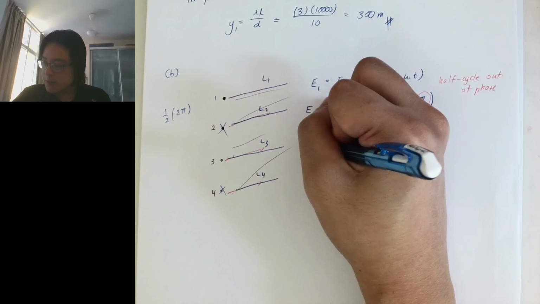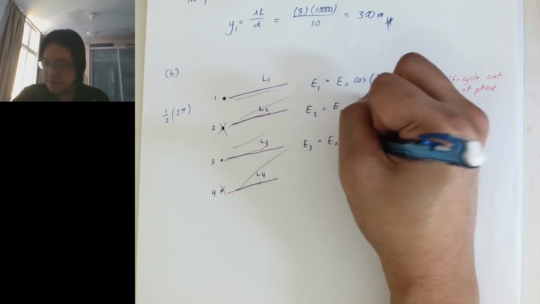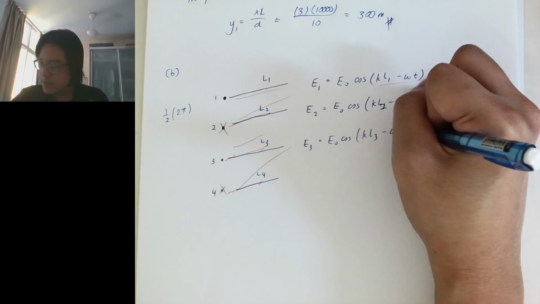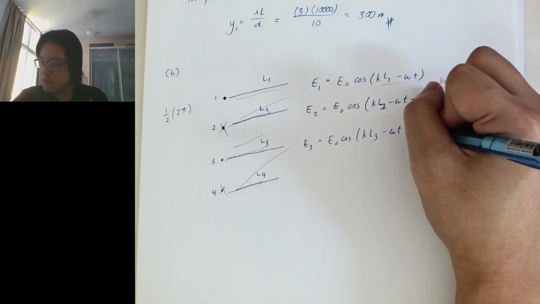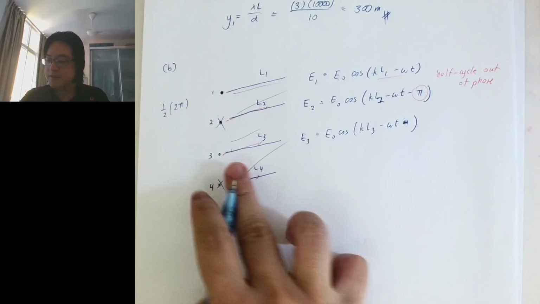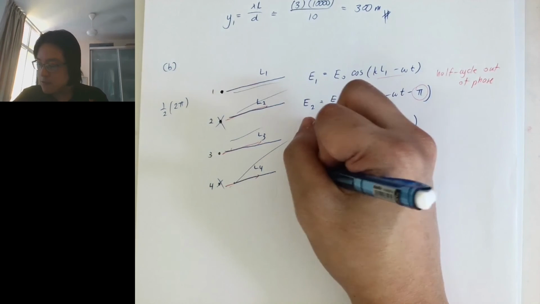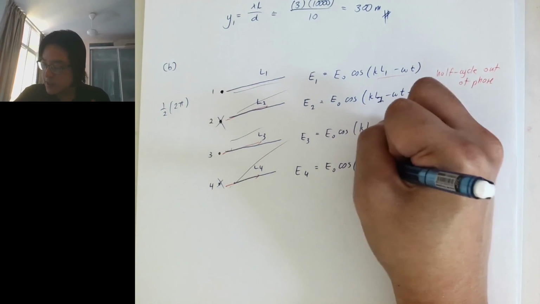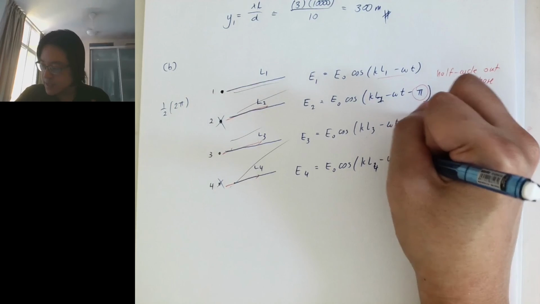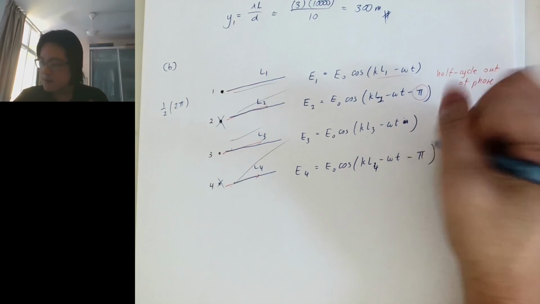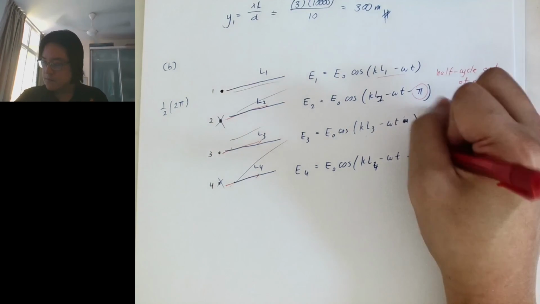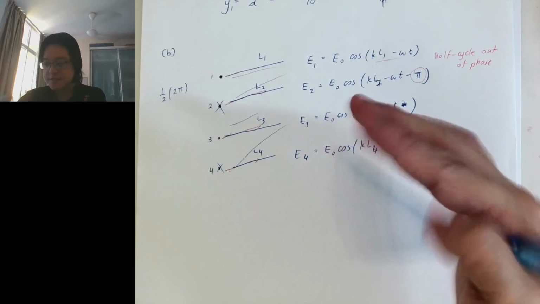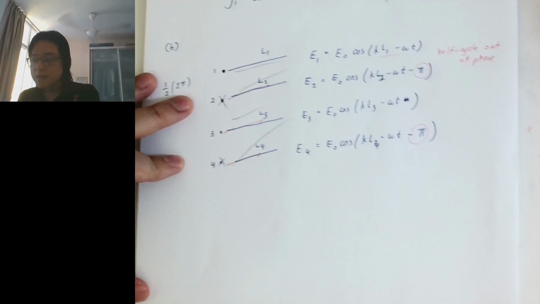Okay, how about light number 3? For light number 3 it is cos(KL3 minus omega t). Well, there's nothing extra here. Light 3 is okay. Tower number 4 is different. So I get cos(KL4 minus omega t) and then another half cycle out of phase. Wow, I'm running out of time already. So I guess I can go quickly because the rest is in the solution already.